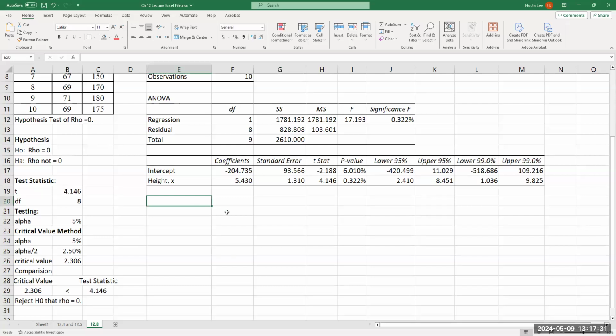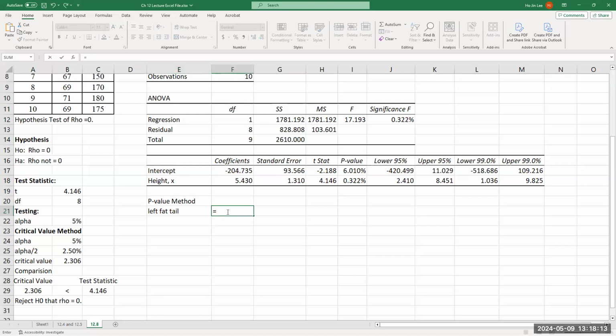Let's do this again and do the p-value method. Under the p-value method, we have to calculate the p-value and compare it with alpha. Since we're doing a two-tail test, we need to calculate the tail and double it to calculate the p-value. So we calculate the tail using the test statistic.